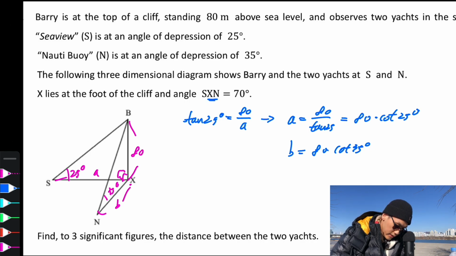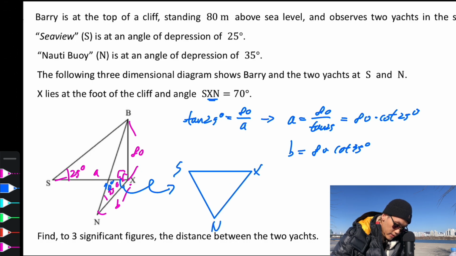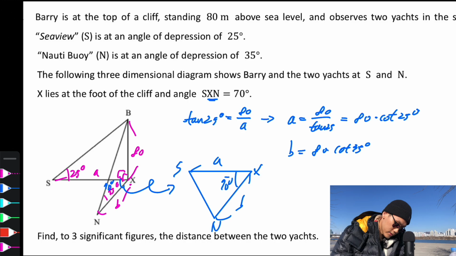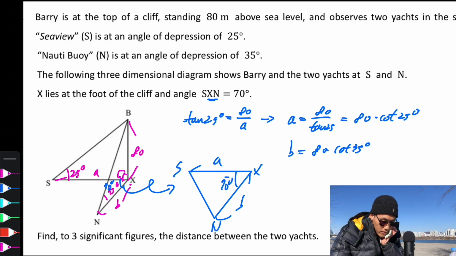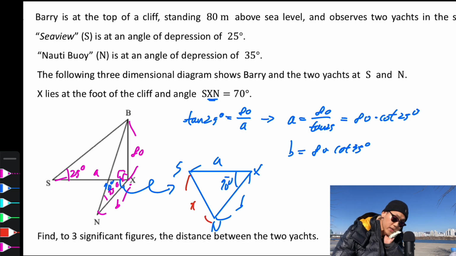that the included angle is going to be 70 degrees. So if I look at that triangle on the base, and I got the SXN, and I got A and B, the included angle was 70 degrees. And what are we looking for? We're looking for the SN, isn't it? So let's call that, let's say, X. That's my aim. And now I'm looking at the SAS case.